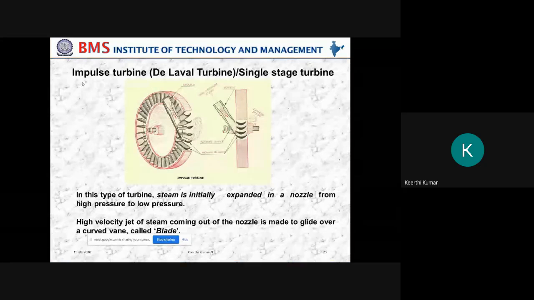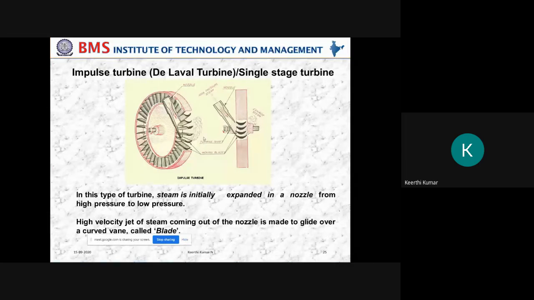This is the impulse turbine. Another name for the impulse turbine is De Laval turbine, and another name is single stage turbine. See, there is only one nozzle and only one rotating blade.